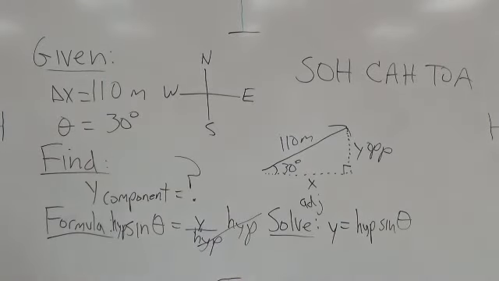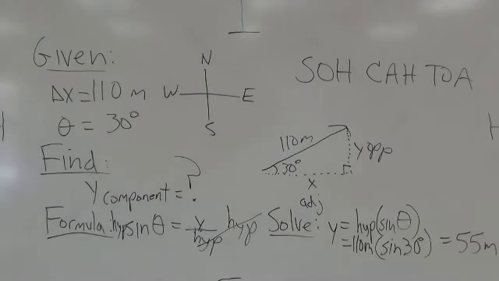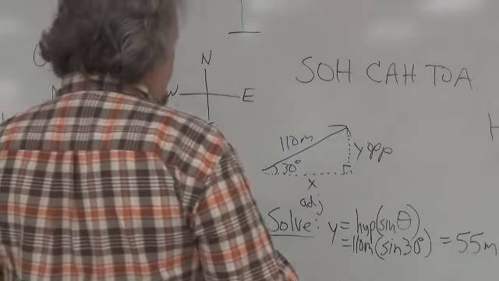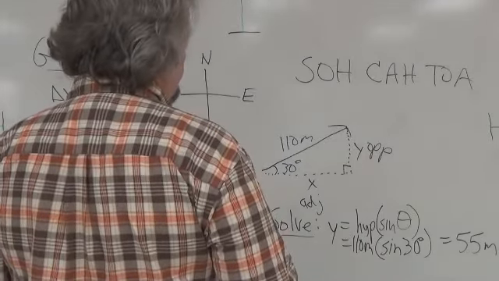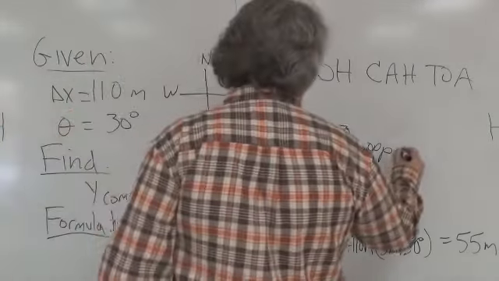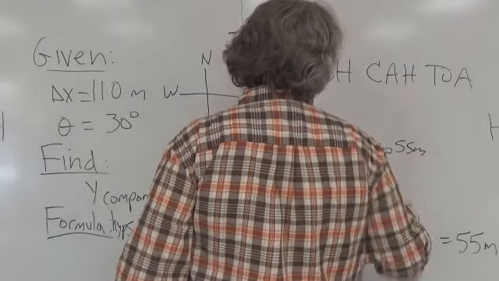Alright, do it right now. Plug it in. Alright, hopefully you plugged in the calculator correctly and hit the right buttons for sine 30 degrees. You should have come up with an answer of 55 meters. So, that you would just say is the y, 55 meters.